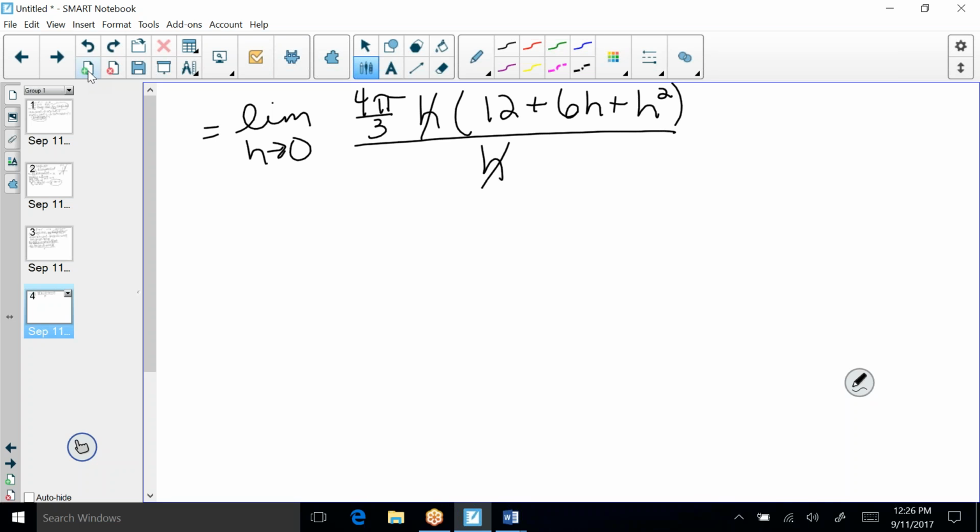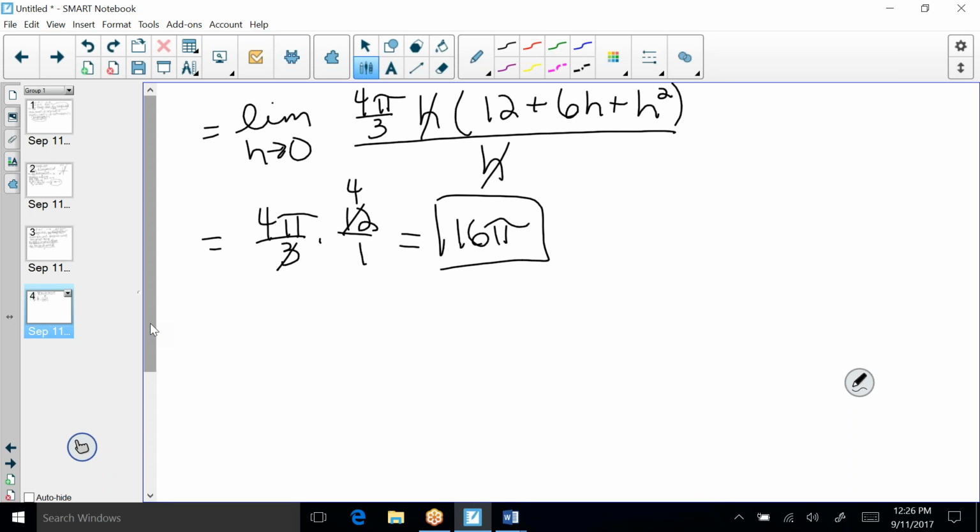And what we have left is 4/3 pi times 12. And the 3 will cancel here. We can get a 4 here. And that's going to be equal to 16 pi. So that's going to be our rate of change. So the rate of change is the slope. It's the derivative. It's this limit that we find as h goes to 0.